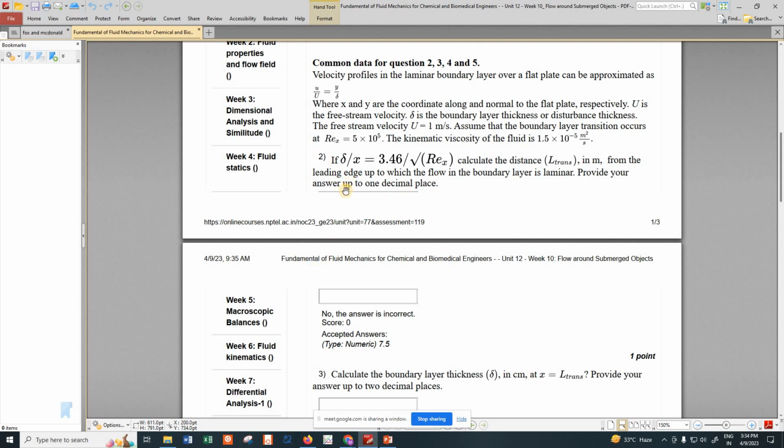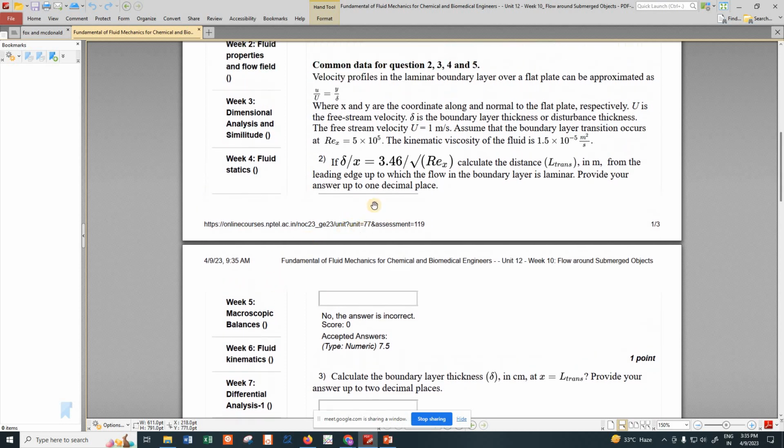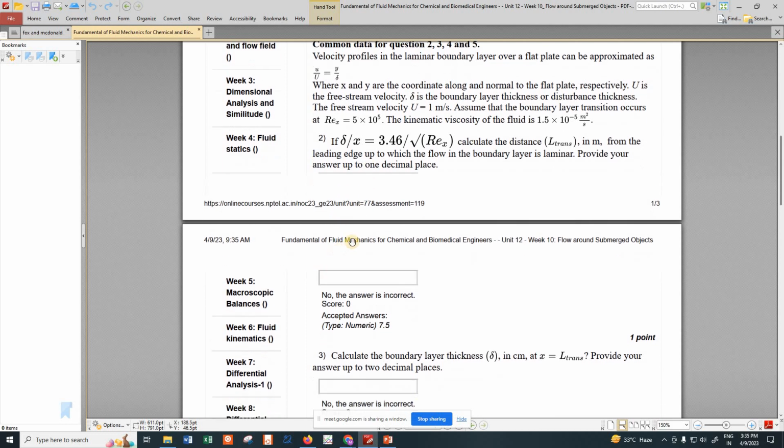Okay. So question number 2 then says, if delta by x is 3.46 by square root of Reynolds number, then calculate the transition length in meters from the leading edge of the plate up to which the flow in the boundary layer is laminar. Provide your answer to one decimal place. So basically for question number 2, we need to get the Reynolds number value, because the Reynolds number contains rho u infinity times transition length by dynamic viscosity.